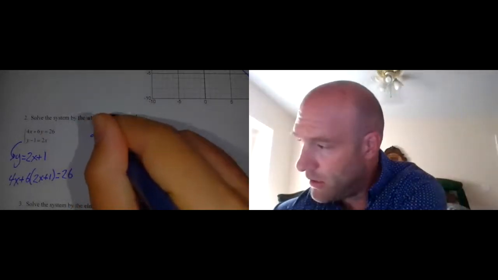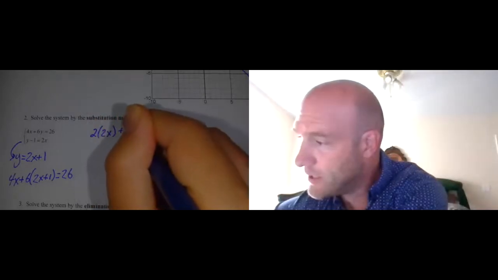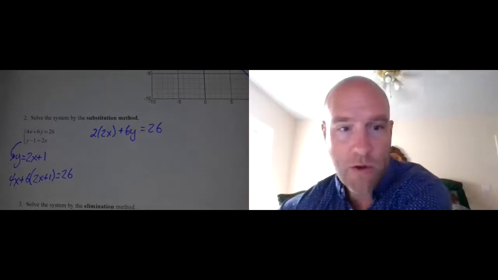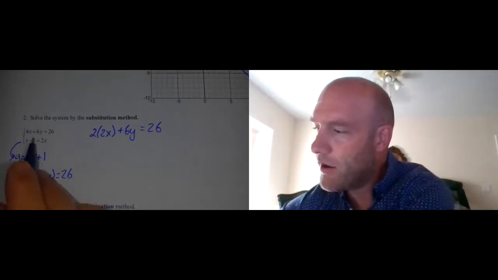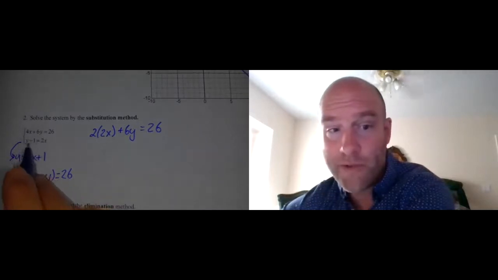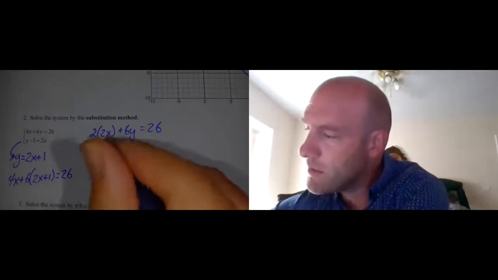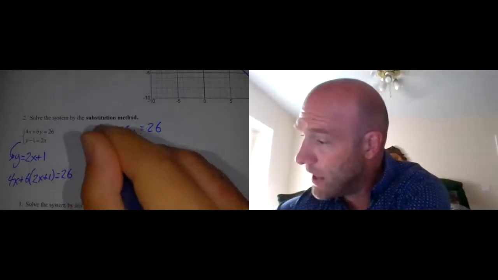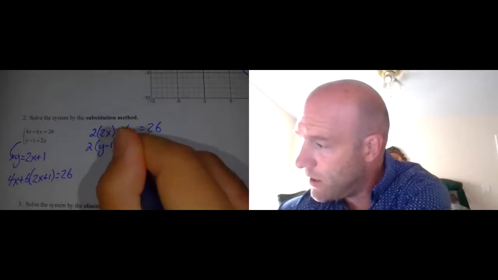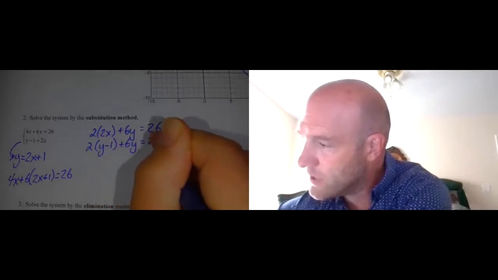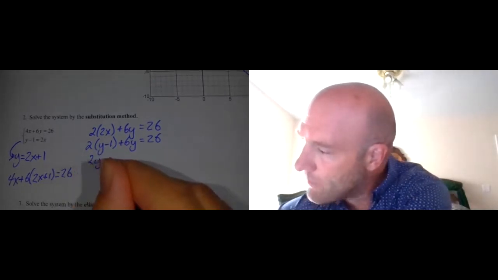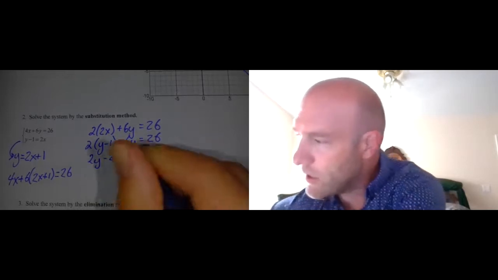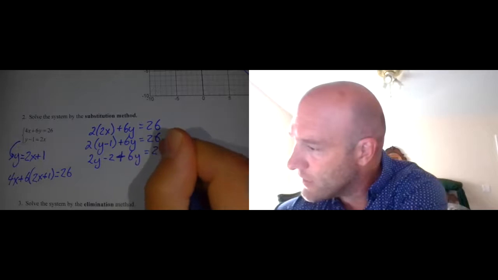If you can think of that first equation as 2 of 2x plus 6y equals 26, and maybe you don't even have to write it, but you can think of it that way, and then realize, oh, wait a second, I already have an expression for 2x. Didn't solve for x, but maybe it was a little sneakier here. 2 times that expression for 2x is y minus 1 plus 6y equals 26. And I can solve this one. All right, 2y minus 2 plus 6y equals 26.